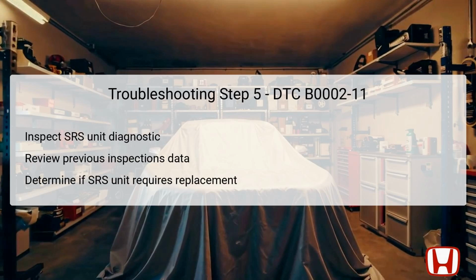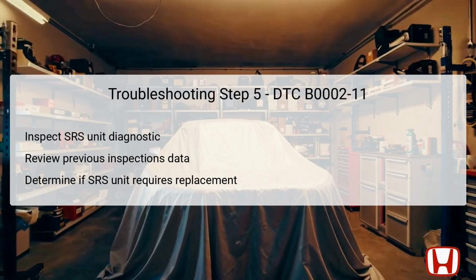The final step of the troubleshooting process is to inspect the SRS unit itself. If all the previous inspections indicated no problems in the driver's airbag, cable reel, and related circuits, this leads to the conclusion that the SRS unit may have developed an internal fault. Monitoring for any irregular readings or confirmations from the SRS unit can assist in substantiating this deduction.